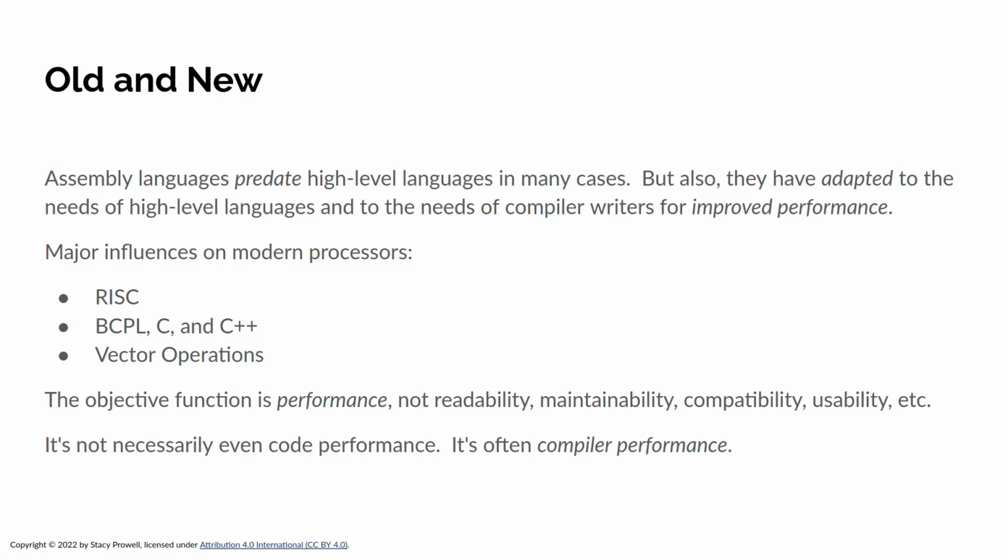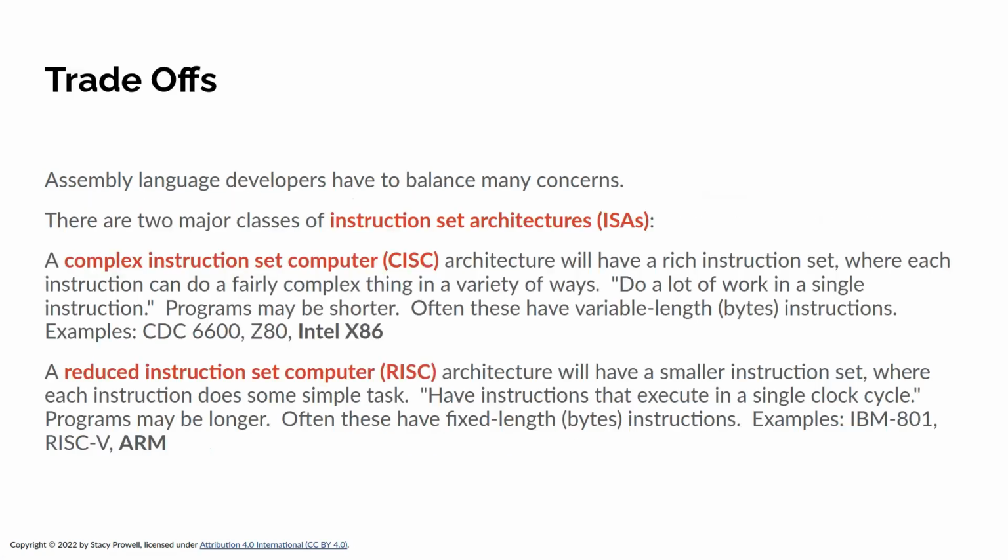The objective function, the thing we're trying to optimize the processor for, tends to be performance, not readability, maintainability, compatibility, or usability, right? Assume you're going to write in a high-level language and use a compiler, which is the easiest way to produce assembly language. But as a result of that, they sacrifice a lot of the properties you'd want to have in a programming language. And they're not necessarily looking for code performance. It's usually, can I compile your code really, really fast? Lots of concerns to balance here.